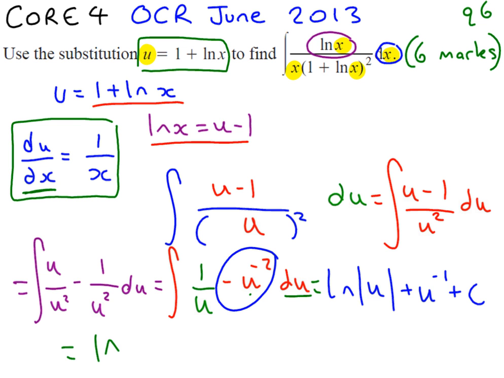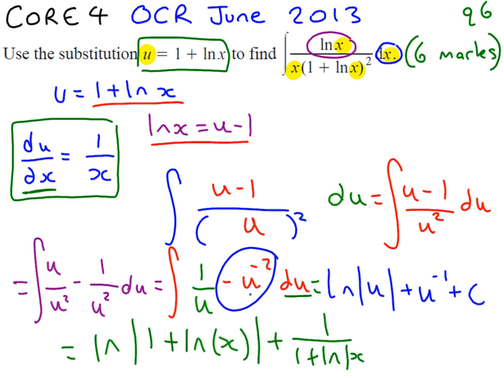So it's ln of whatever u is, which is 1 plus ln of x. Yes, you can have ln over ln, because ln of x, depending on x, would just be a number, plus 1 over 1 plus ln of x. Okay, plus C. So the green thing at the bottom there is your final answer, and that's for 6 marks.